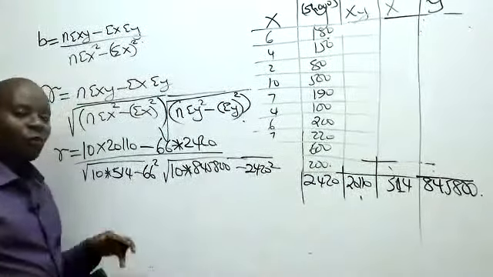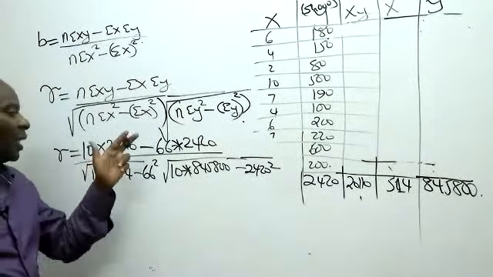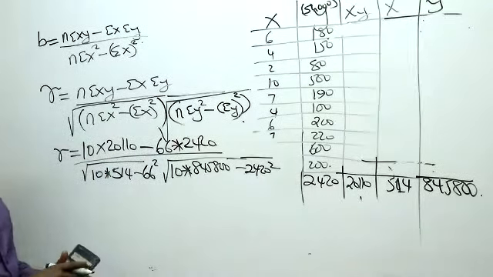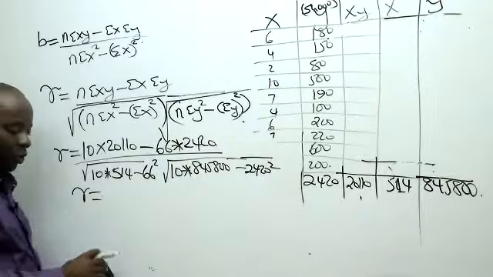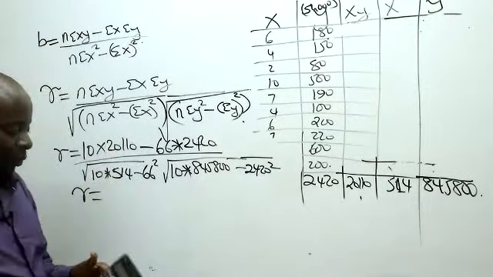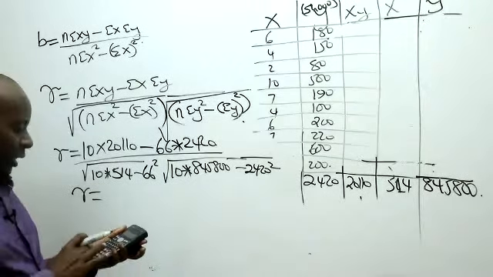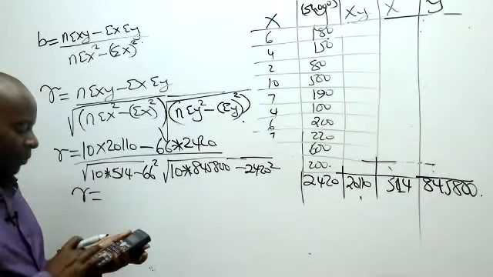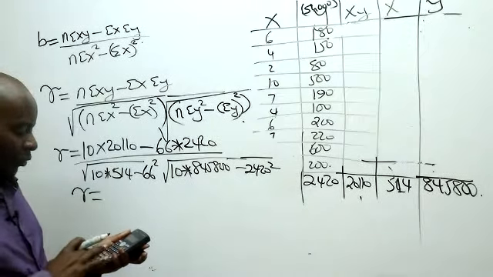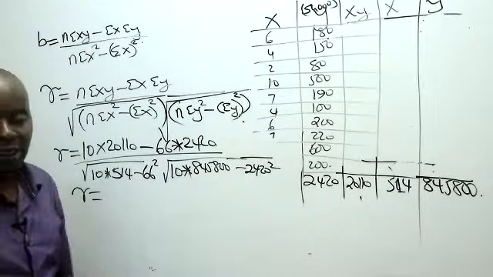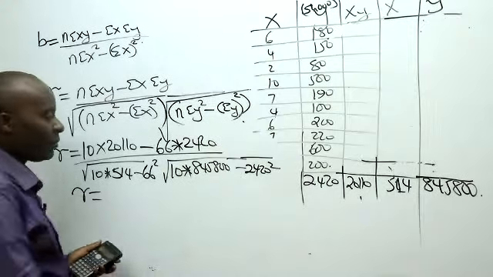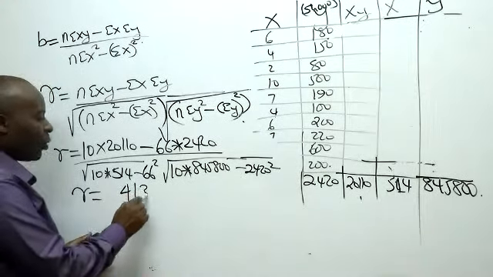Now you have to move very slowly and give us the numerator first. Please give us the numerator value. Our R will be equal to, I don't even want to rely on my calculator. I want someone to give me the numerator value. So 10 times 2110 minus 66 times 2420. What figure are they able to get for the numerator? 41? 41,380. That's confirmed. 41,380.